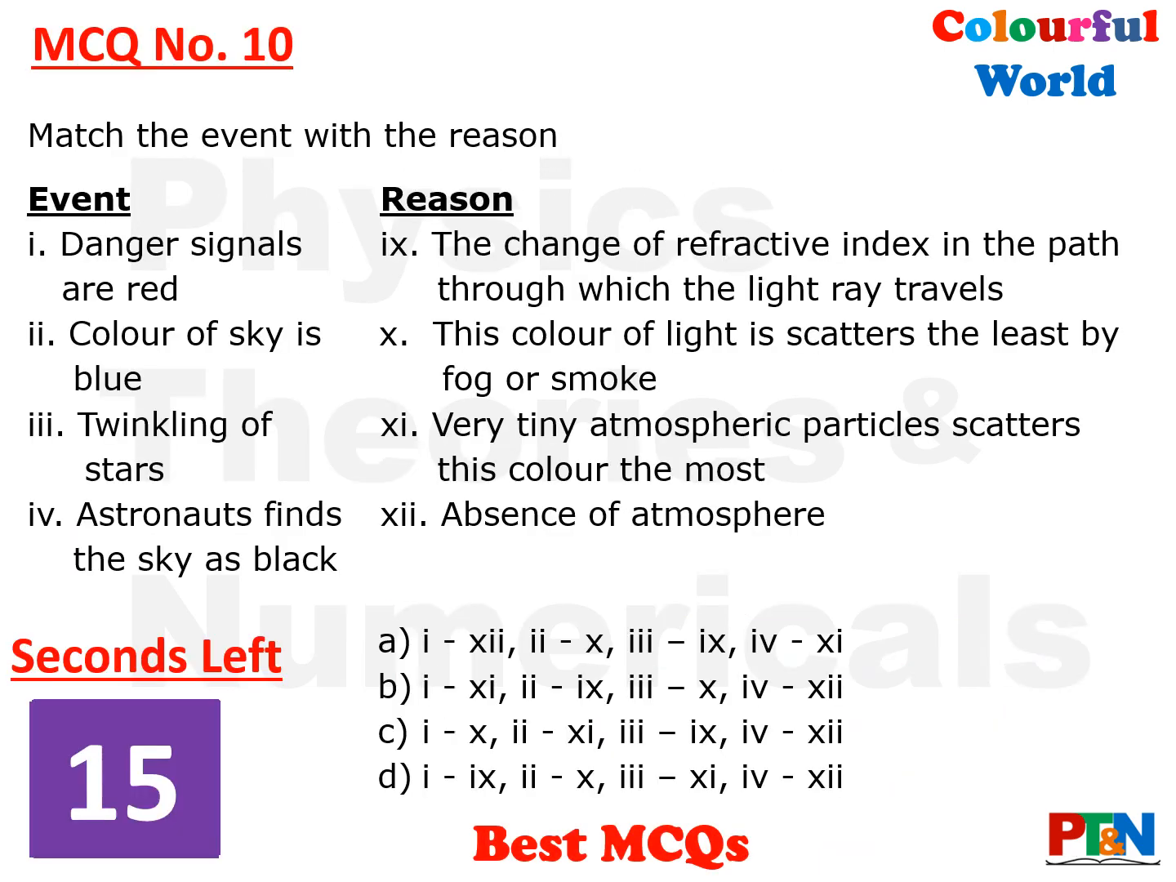Next MCQ, the last MCQ of this video. You need to match the two columns. The first column on the left hand side is a list of events that we see, and in the right column it is the reason for that. The events are: danger signal is red, color of sky is blue, twinkling of star, and astronauts find the sky as black. These are the 4 events that have been listed, and in the right hand side the reasons for that have been given. You need to match the two columns. 15 seconds time for you. Your time starts now.